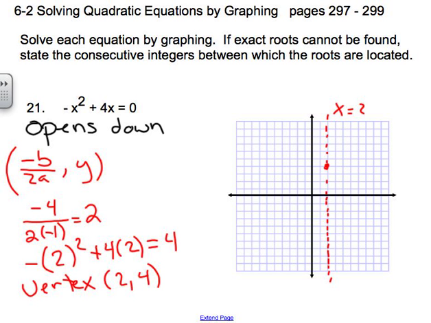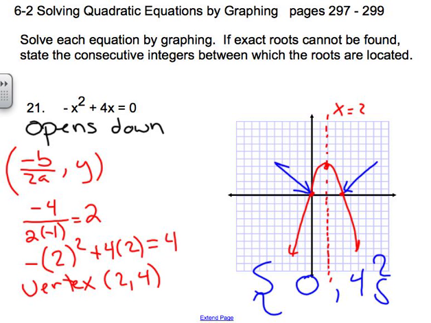I also know that because I don't have a c value, my y-intercept is 0. Now, because I'm 2 away from my line of symmetry, I can go 2 on the other side. I have another point. Again, the graph's opening down. There's my graph. Now, for the solution, I'm looking for where I cross the x-axis. So I have 2 points where I cross the x-axis. I have the point at 0 and the point at 4. So when I go and write the solution, I write it as 0, comma, 4. There's my solution.